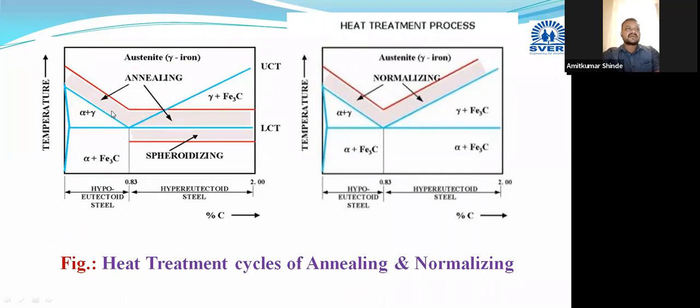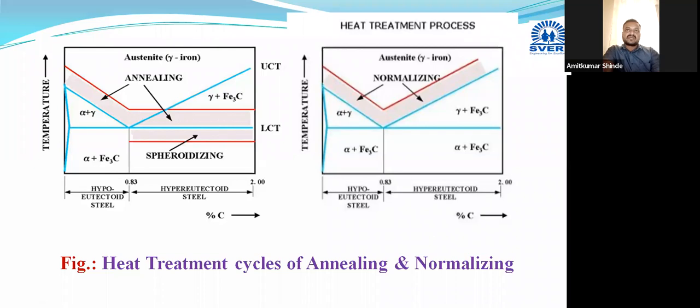Okay, if it is hypoeutectoid steel, it is heated above A3. If it is hypereutectoid steel, above A1 by 30 to 50 degrees Celsius, then some soaking time or holding time is provided depending on the shape and size and type of the steel. Then it is cooled in the furnace itself. That will be termed as the annealing heat treatment process. Now we will get the improved ductility.